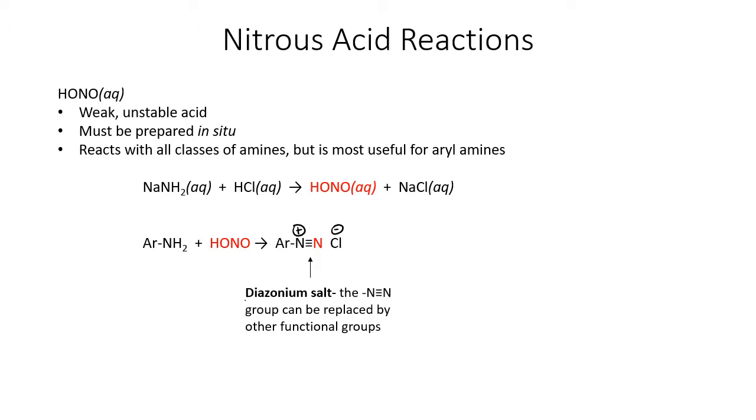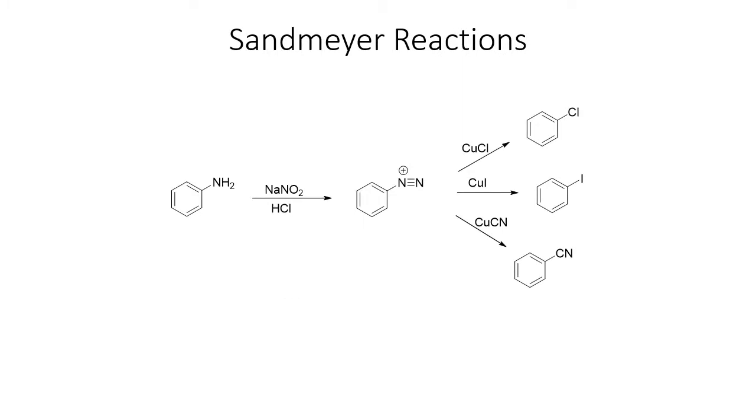Now this is known as a diazonium salt. And this is really important because the NN group is capable of being replaced by several other types of functional groups. Now we're not going to go over the mechanism for forming the diazonium salts, but just to give you a sense of the types of reactions that they can undergo, we'll look at here.